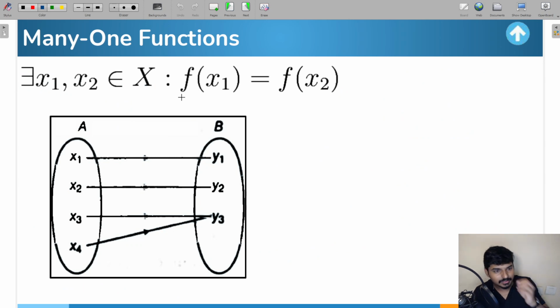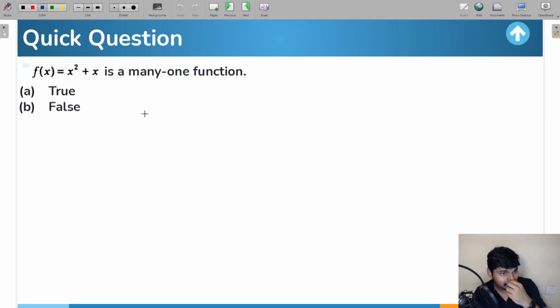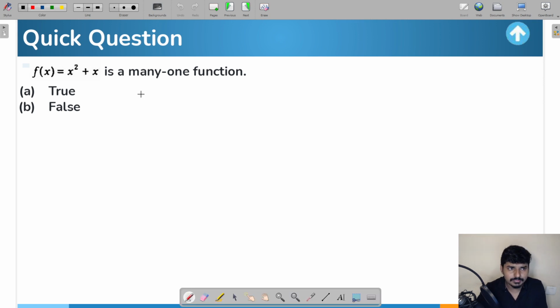Now once we are done with one-one functions, many-one functions should be clear. As I told you, if any two elements have the same image in the second set, I can say that is a many-one function. Simple. Now let us talk about this question. The function f of x is given as x square plus x, and it asks you to check whether it is a many-one function or not. This is again very simple. Let me do this through the graphical method.